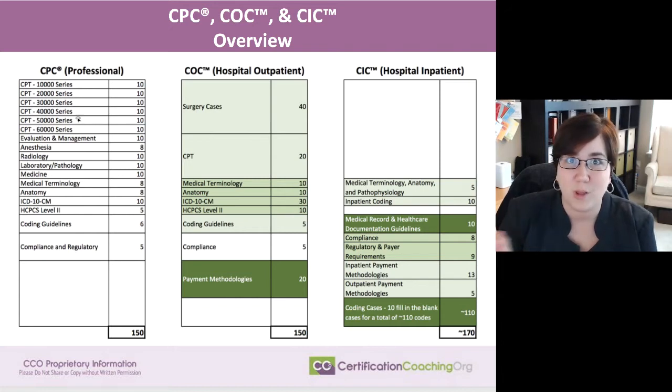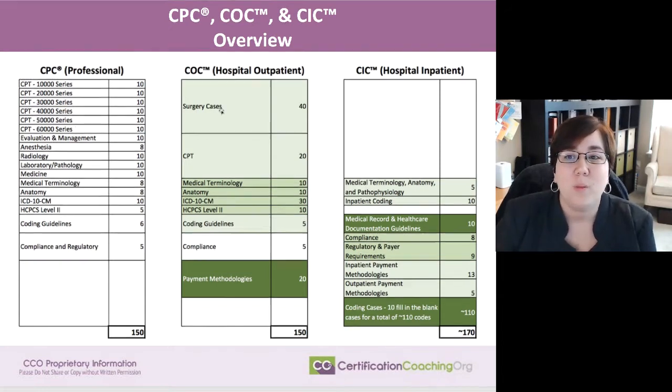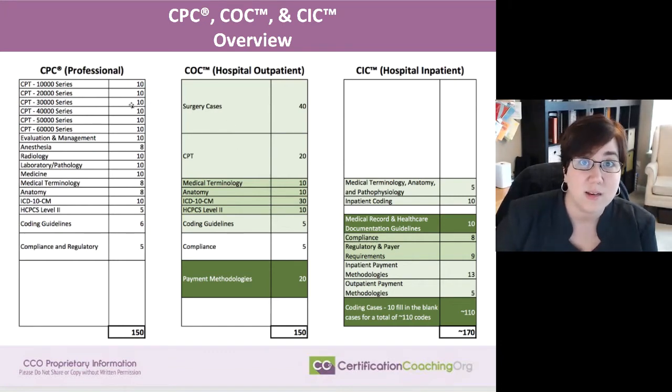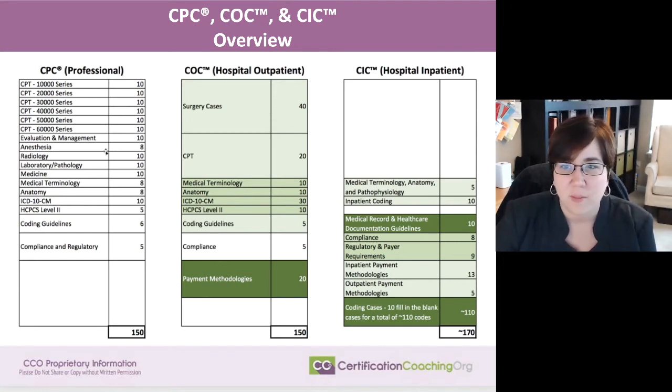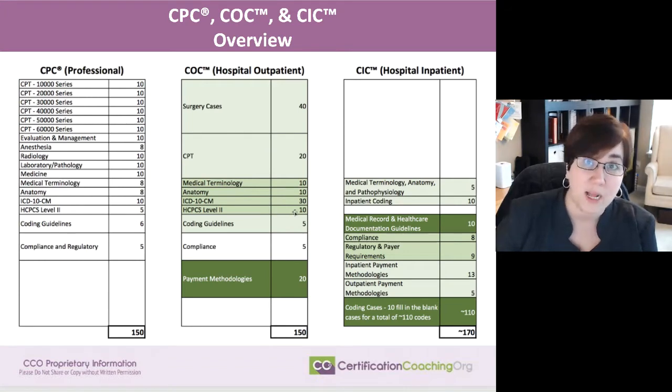These are matched up row for row. So what they do is they decrease or increase the number of questions in some of those categories. Anything that's in light green, they've cut back the number of questions. So surgery cases, instead of 60, you're only going to see 40. These other areas of CPT, instead of about, I think, 58, you're only going to see 20. But they're going to increase the number of questions in this middle color green. So there's a couple more questions on MedTerm, a few more on anatomy, a whole bunch more on diagnosis coding, your ICD-10-CM, and about double the number of questions on HCPCS. Instead of 5, you're going to have 10.